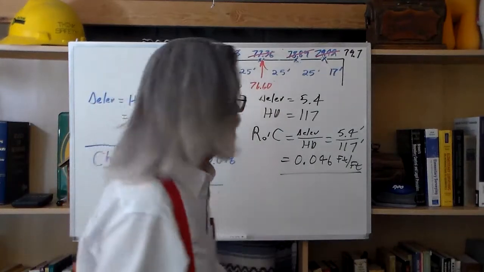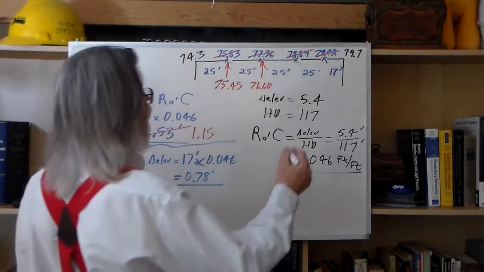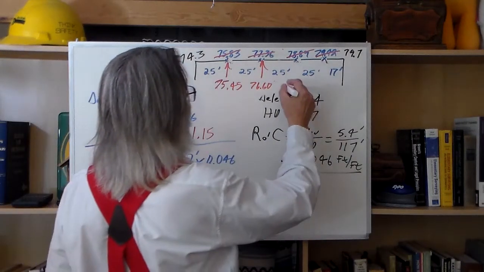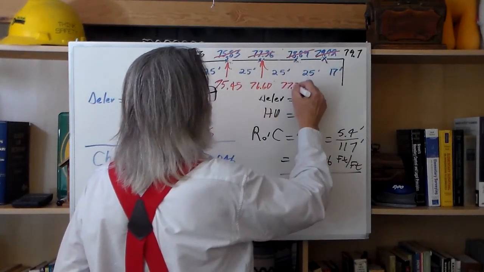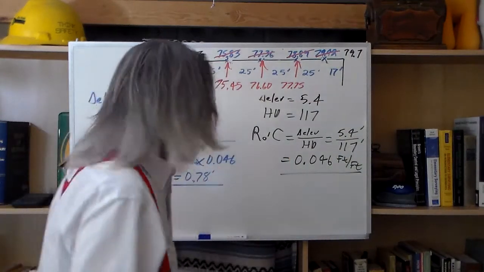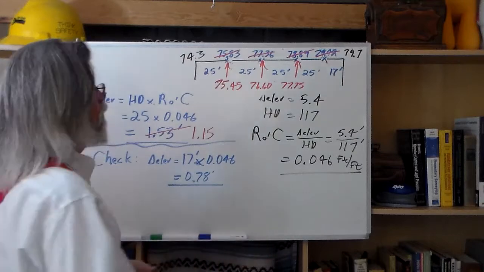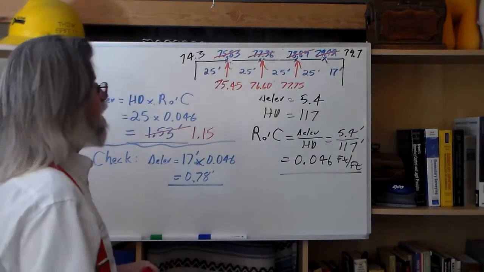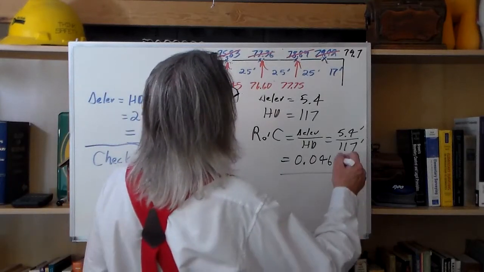Go over another 25 feet. We go up another 1.15. 76.6 plus 1.15 gets you to 77.75. Another 25 feet, up another 1.15. 77.75 and 1.15 gets you to 78.90.